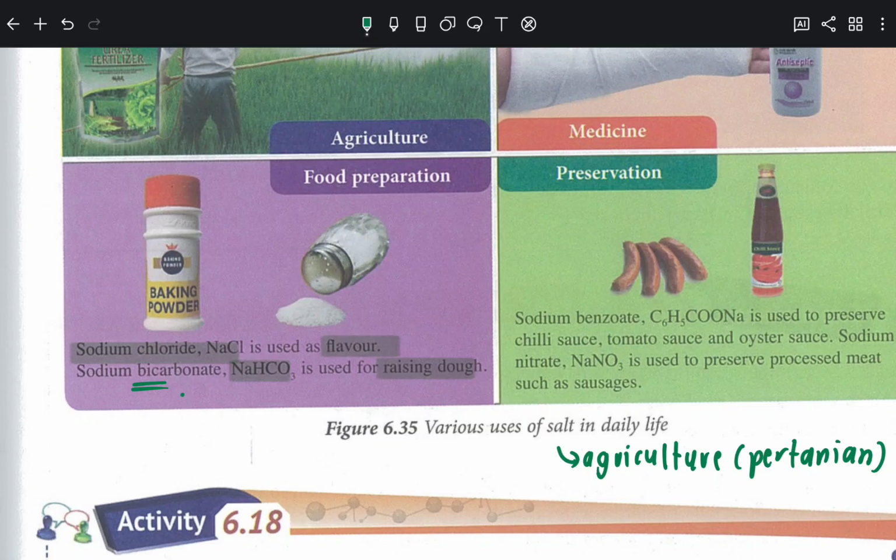I guess like that. So it's just the same thing. This one I have indeed seen in a Paper 1 question. They ask, what is the usage of sodium bicarbonate? To raise dough, that's the only answer. Don't say other rubbish things.